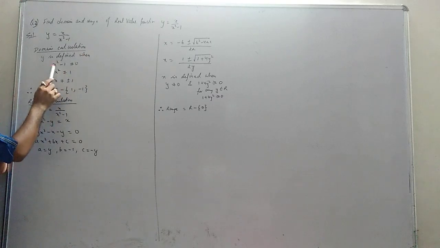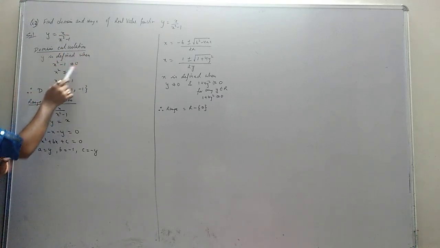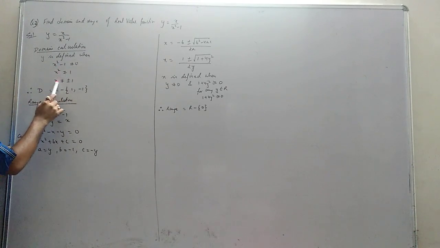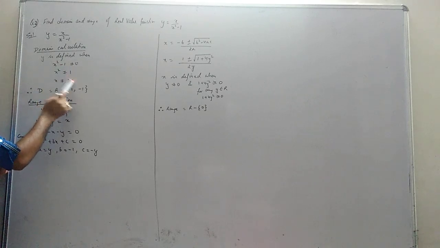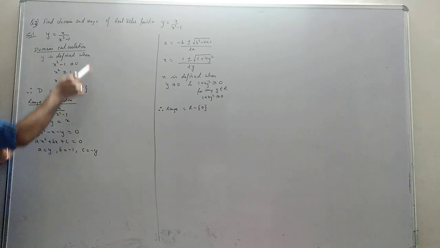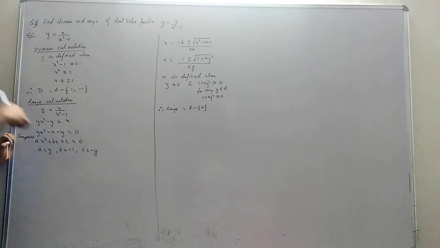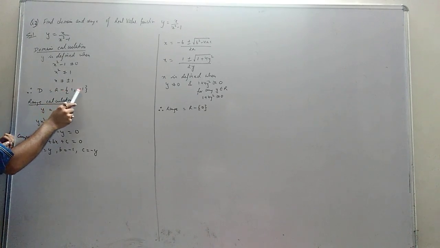So y is defined when x square minus 1 is not equals to 0. The denominator should not be 0. From there, solve it. 1 will go that side. X square will go that side, becomes root. Since square is converting into root, becomes plus minus 1. That means, if I substitute 1 here, this becomes 0. If I substitute minus 1 here, this becomes 0. That means, other than plus 1 and minus 1, I can substitute any values here. Okay, so what is domain? All real numbers except 1 and minus 1.